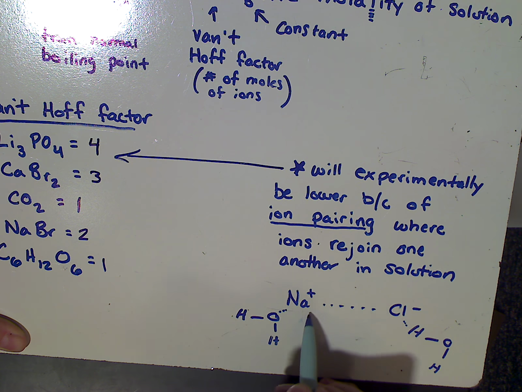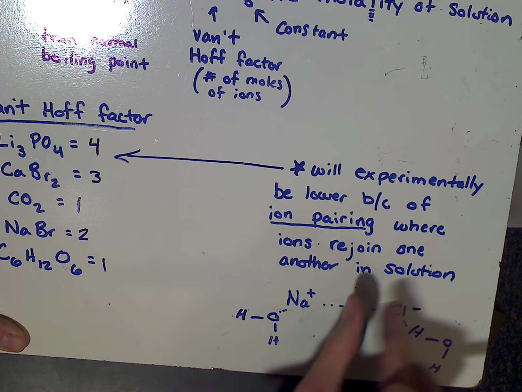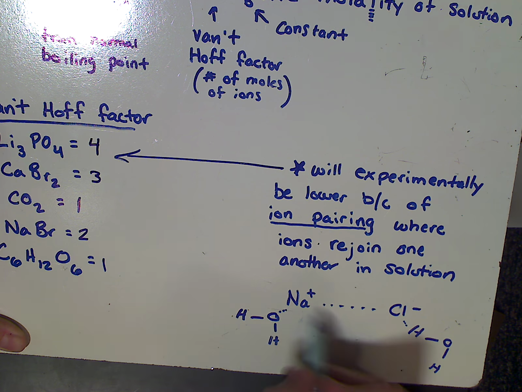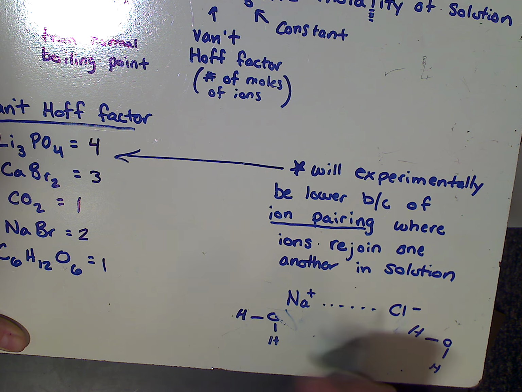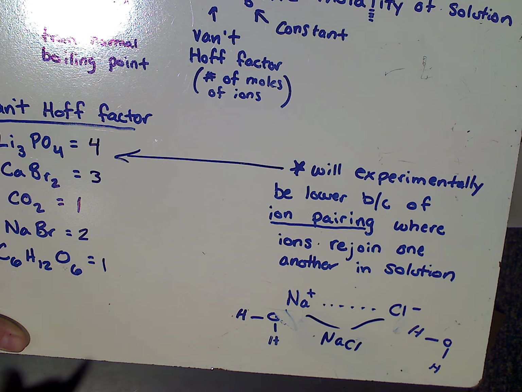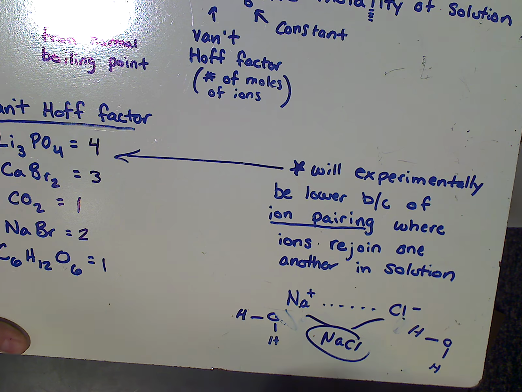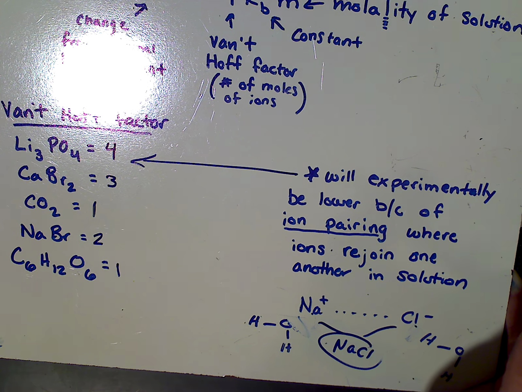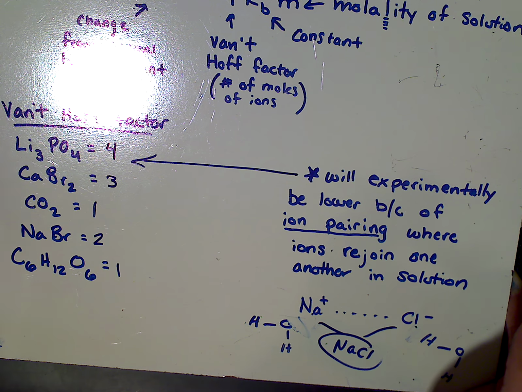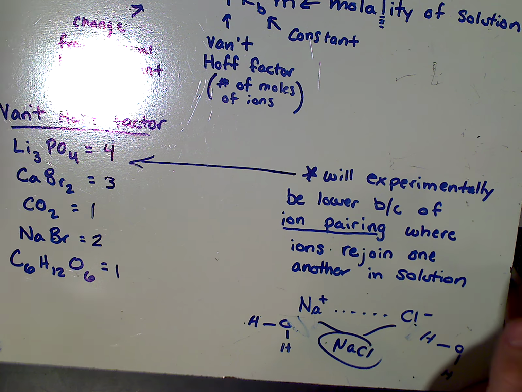However, sometimes the Na and the Cl get close to each other in the solution, they'll re-find each other, and they'll break their ties with the water, and then reform NaCl. Okay, they'll crystallize. And so where they were 2 ions, they become 1 ion. Doesn't happen very often, but if it does, that will lower the Van't Hoff factor. So experimentally, sometimes you'll get a lower Van't Hoff factor. All right, so let's apply this to a question.